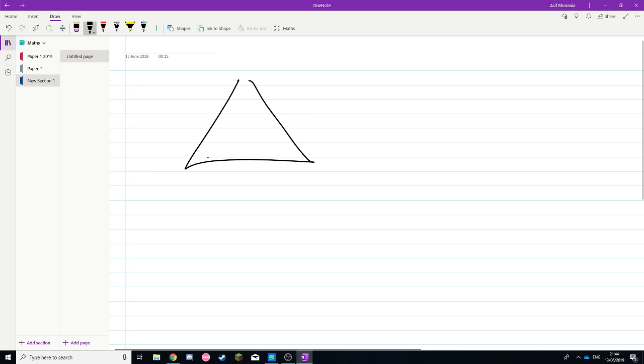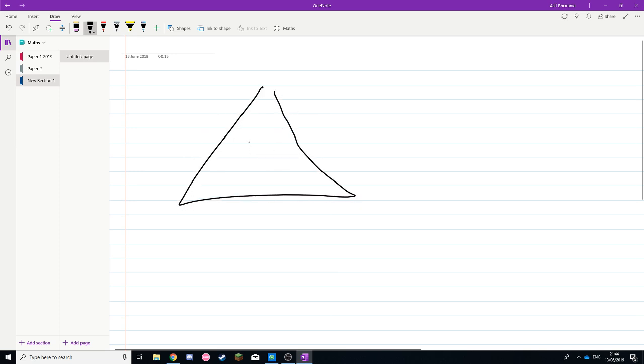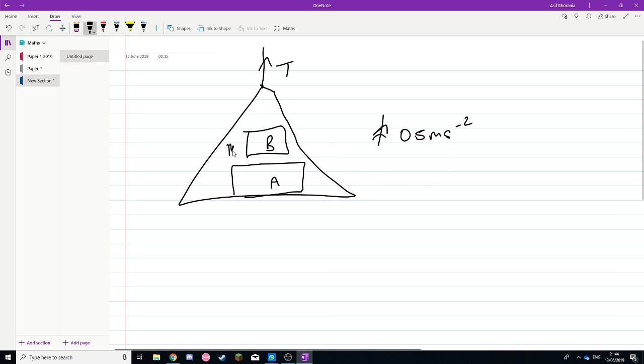So the main thing about connected particles is understanding the interactions between all the different objects in question. The typical question you can have is, let's say this is a light pan connected to a rope that's moving up with tension T, and it's accelerating at 0.5 meters per second squared. We have two objects, object A and object B. Let's say object B is on A, and the question would give the masses as well. So let's call this 1 kilogram and this 2 kilograms.